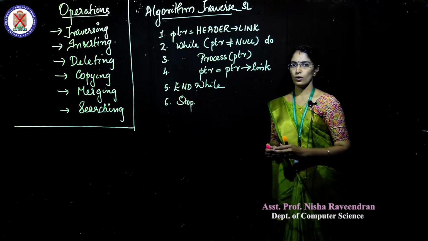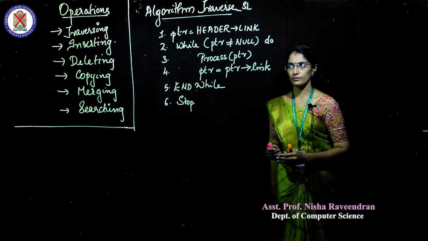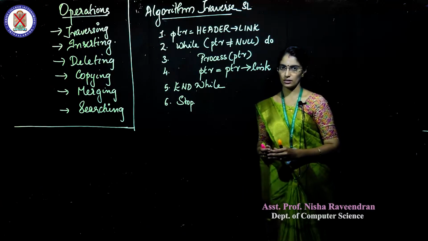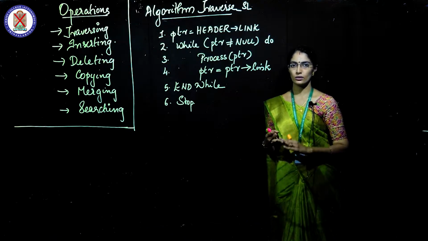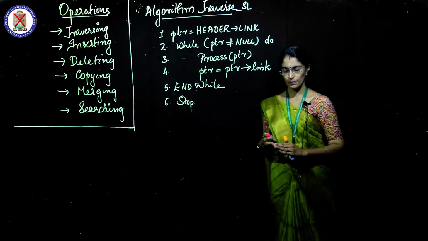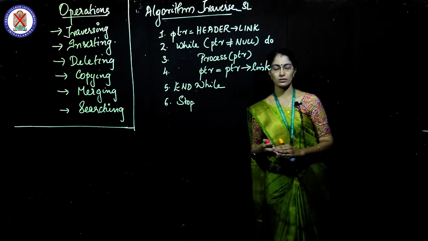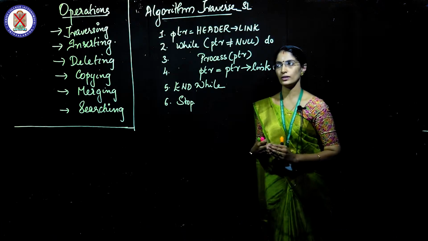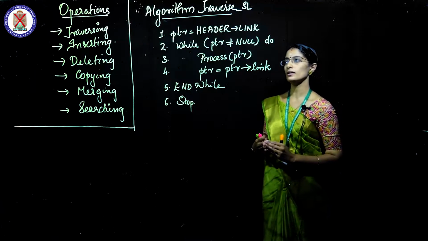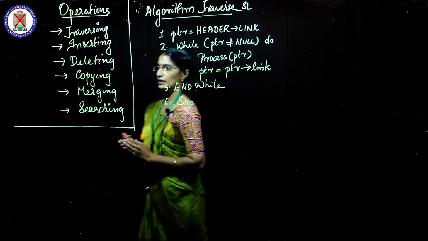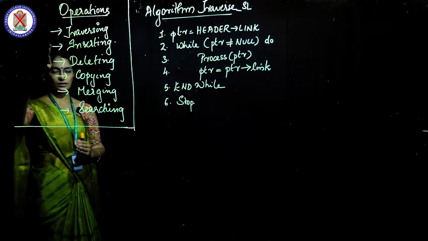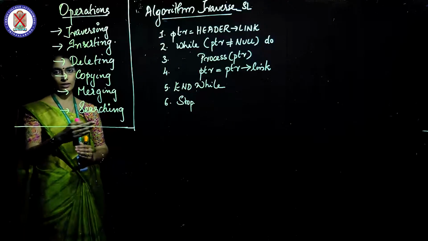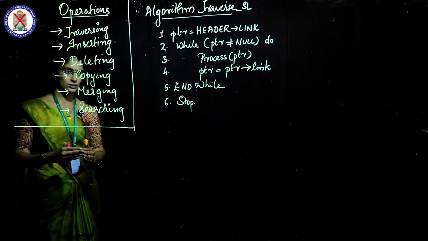Next we will be seeing the operations which can be performed on single linked list. As I have said before, we have three types of linked list: single linked list, circular linked list, and double linked list. Many operations can be done on data structures, and we know that most important of them are traversing, inserting, deleting, and copying, merging, and searching.